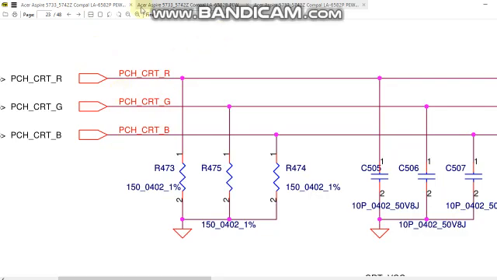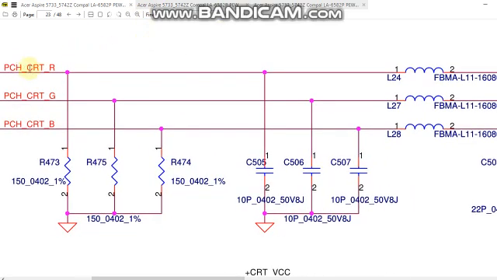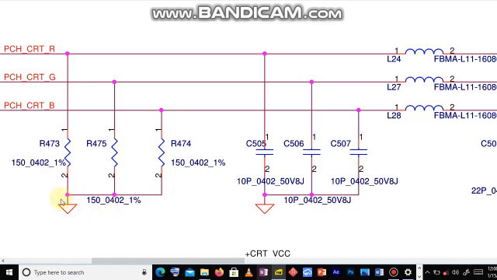So for these signals, commonly, as they are coming from the PCH, they go through the 1 ohm resistors. So here we have 3 1 ohm resistors. All these 3 1 ohm resistors are connected to the ground. So we call this the digital ground. There are two types of ground: there is analog ground, and then there's a digital ground.